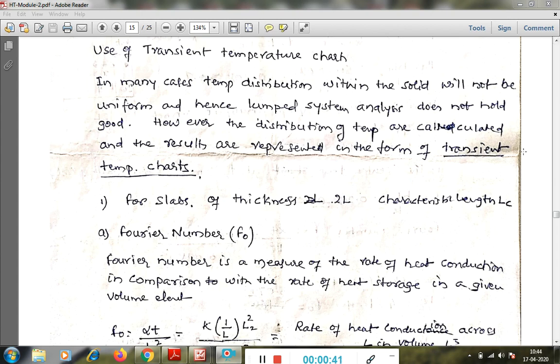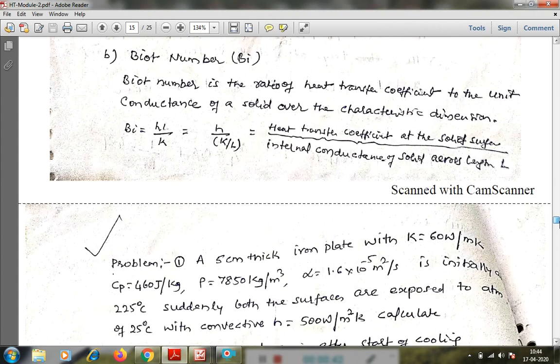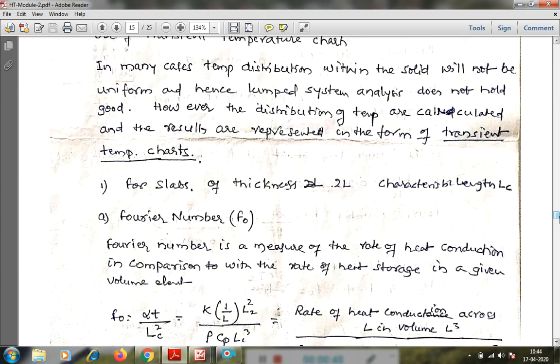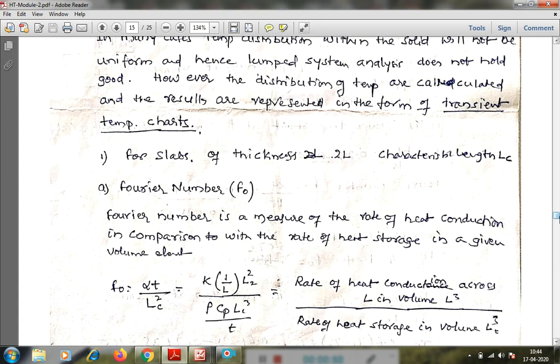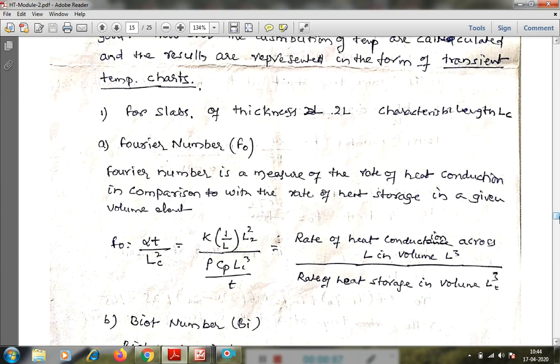For that, we already know the characteristic length we are going to use. The characteristic length is 2L for the slab, R by 2 for the cylinder and R by 3 for the sphere. And the Fourier number is a measure of the rate of heat conduction across the length L in volume L cubed and the rate of heat storage in the volume. That can be given as alpha t by Lc square, where Lc is the characteristic length.